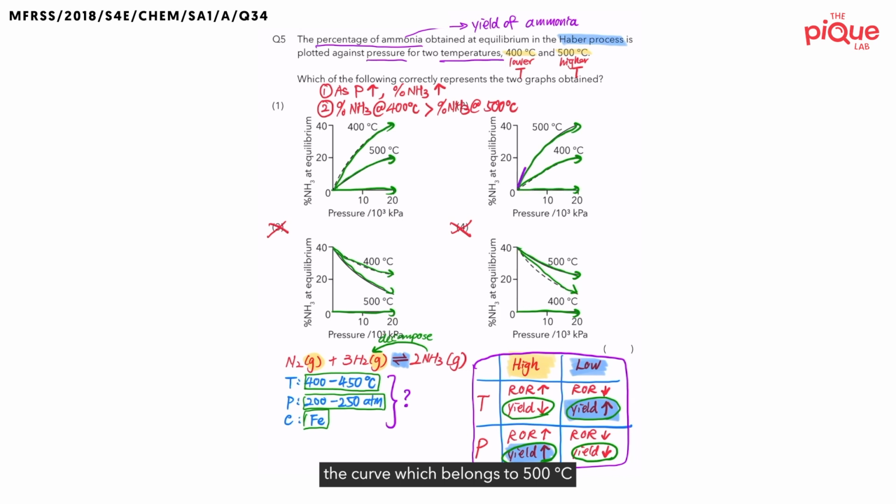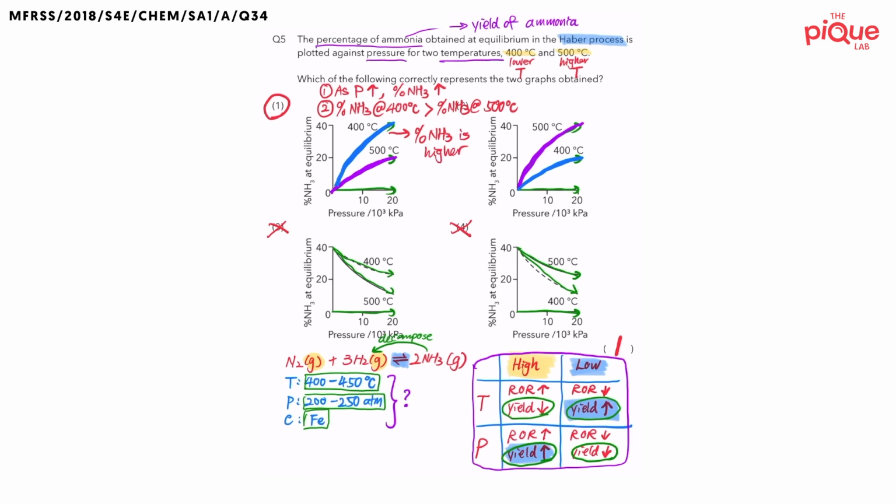If we look at options 1 and 2, we can see that for option 2, the curve which belongs to 500 degrees Celsius is above the curve that belongs to 400 degrees Celsius. Whereas for option 1, the curve for 500 degrees Celsius is below the curve for 400 degrees Celsius. This means that option 1 is the answer, as this suggests that at 400 degrees Celsius, the percentage of ammonia is higher.